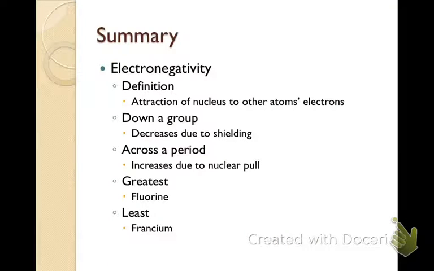So to summarize, electronegativity is the attraction of a nucleus to another atom's electrons. Down a group, the electronegativity decreases due to more shielding. Across a period, it increases due to more nuclear pull. Fluorine has the greatest electronegativity, and francium has the least electronegativity.